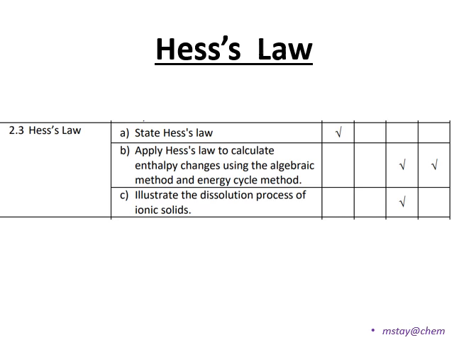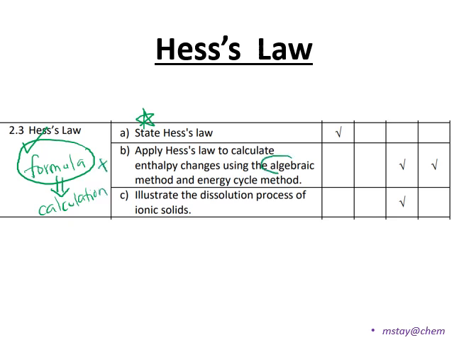Hi, welcome back. We are going to start with another new subtopic again, 2.3 Hess's Law. First, we need to know the definition of Hess's Law. And then before we apply Hess's Law, normally we check whether we can use the formula to do the calculation or not. If the formula cannot be used, then only we will apply Hess's law, either using the algebraic method or the energy cycle method, based on the requirement of the question.